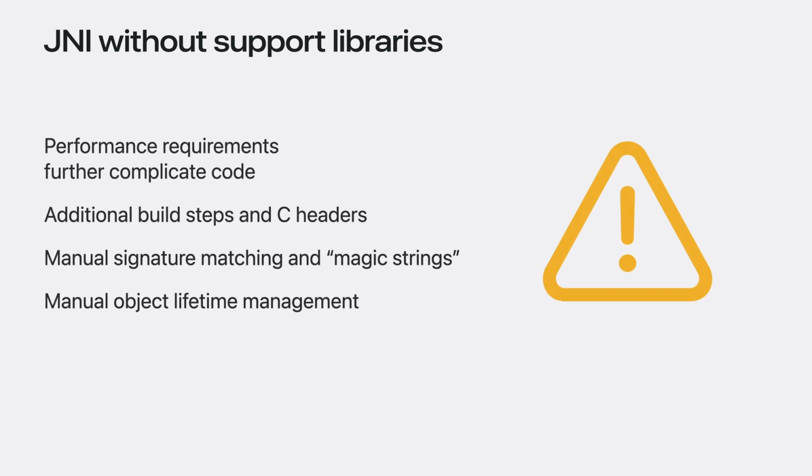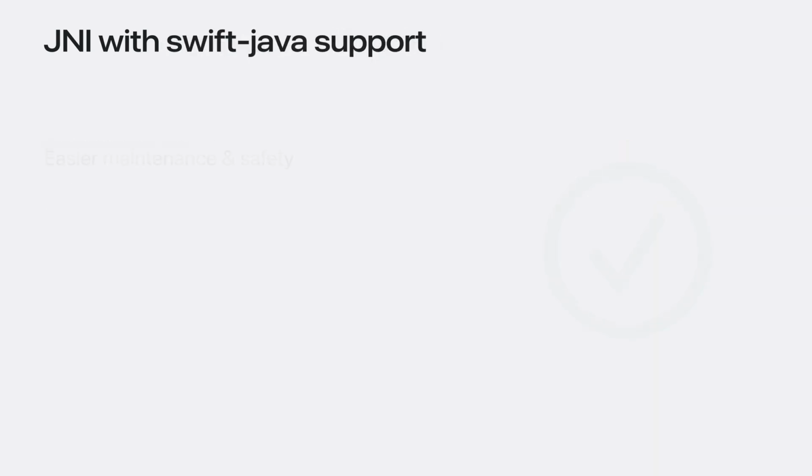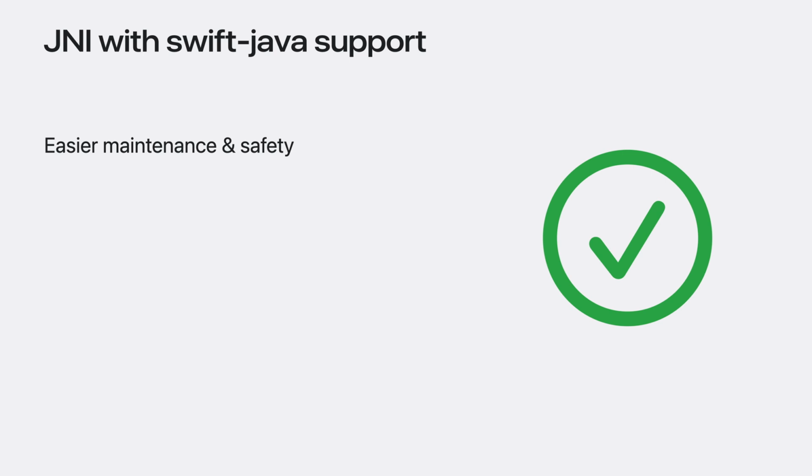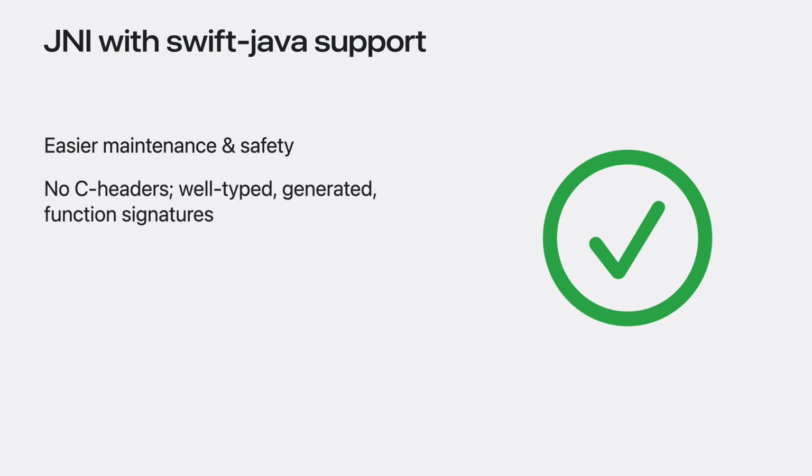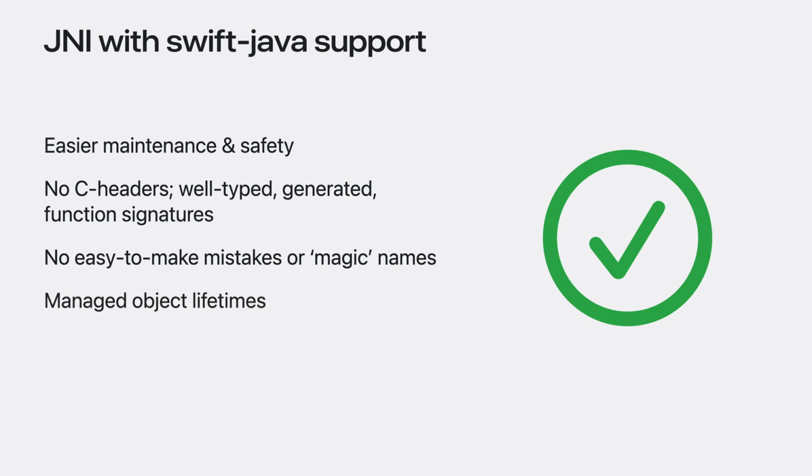You may remember the list of issues we had in our previous JNI implementation. Most of them are not as much about JNI, but about how difficult it was to use correctly. Thanks to SwiftJava's approach to JNI, we can avoid a lot of the boilerplate, and the resulting code is much easier to maintain and safe by default. We don't need to interact with C headers at all, and instead we can rely on well-typed generated function signatures. This saves us from mistakes, which can take a long time to debug. And finally, object lifetime management is much improved in comparison to manually writing the glue between the languages by hand. This is crucial for writing memory-safe code crossing language barriers.